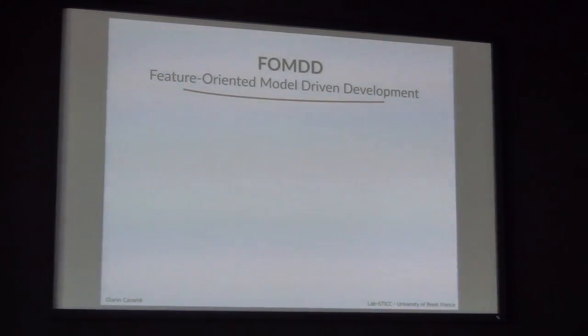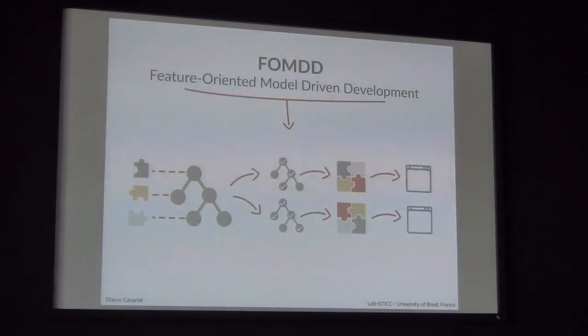So in fact, FOMDD is the blend of these two approaches. In FOMDD, we use models to implement features, and we use configurations to weave models together to represent a specific software in the software family. And from this world view of the system, you can, for example, use model transformation to generate code.